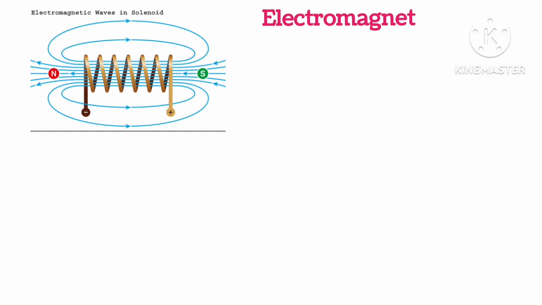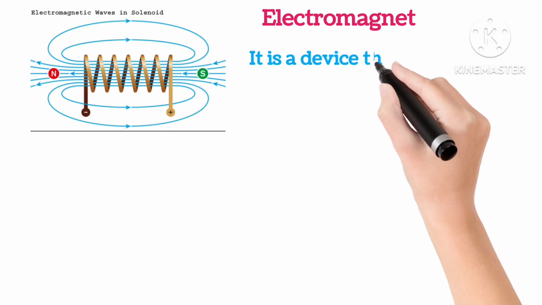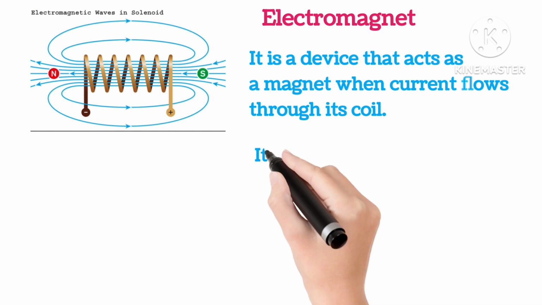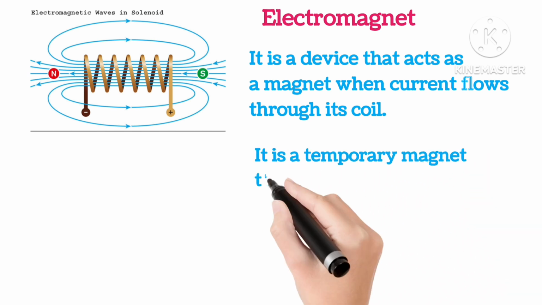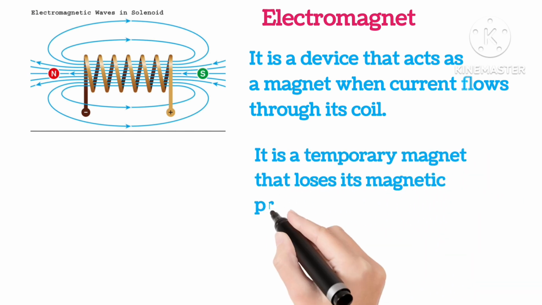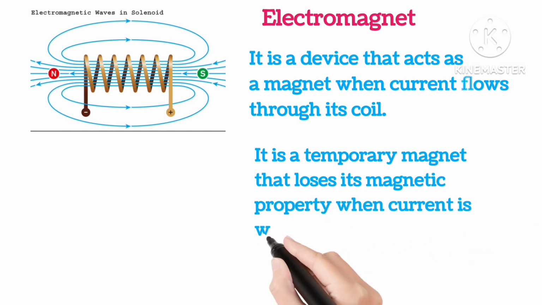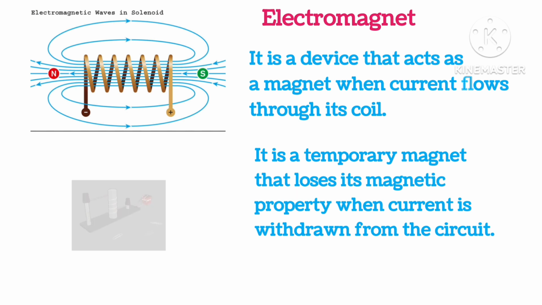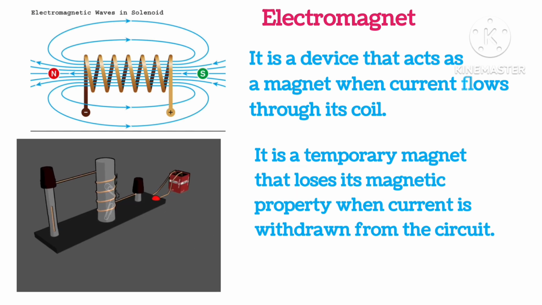What are electromagnets? It is a device that acts as a magnet when current flows through its coil. It is a temporary magnet that loses its magnetic properties when current is withdrawn from the circuit. As you can see in the picture, when the switch is on and the red light goes on, this becomes an electromagnet and the pins get attached to it. And when it's off, they come off.